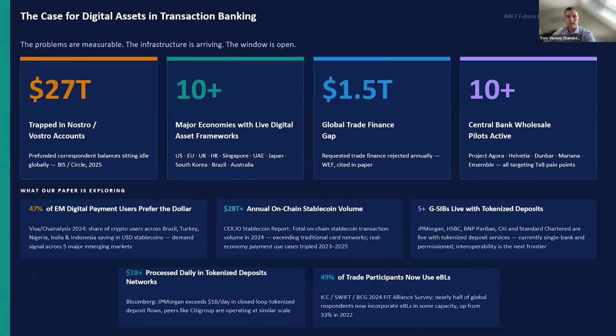The first one is the orange box, which illustrates liquidity. It's estimated that there is around 27 trillion sitting idle in pre-funded Nostro Vostro accounts globally. And that's an enormous amount of capital that is effectively sitting idle.